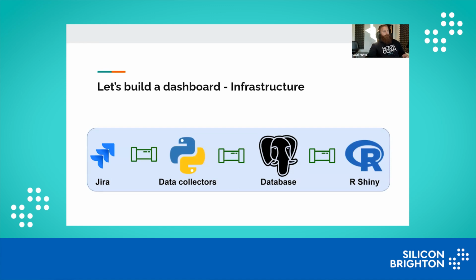So the infrastructure kind of evolved along the way that I was developing this. Here is the first iteration of it. I have Jira in there, and I had already built Python data collectors, so I was using those, and then storing the data in a database, in this case a Postgres database, and then our Shiny application was reading the data from there. But I wanted this to be as lightweight as possible.